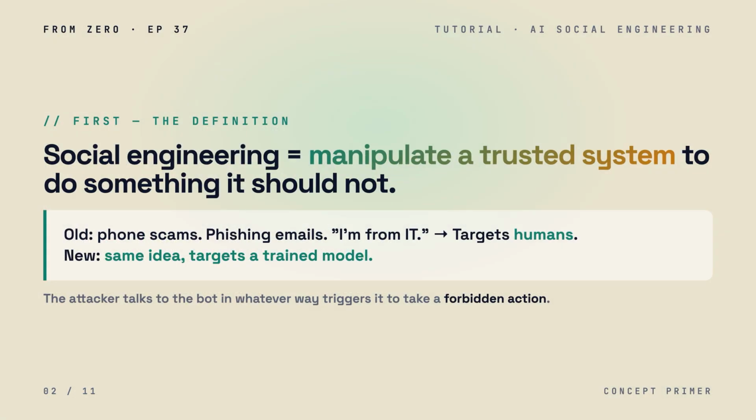First, the definition: social engineering is when you manipulate a trusted system to do something it should not. Phone scams, phishing emails, pretending to be IT are classic social engineering, targets humans. AI social engineering is the same idea, targeting a trained model. The attacker talks to the bot in whatever way triggers the bot to take a forbidden action.